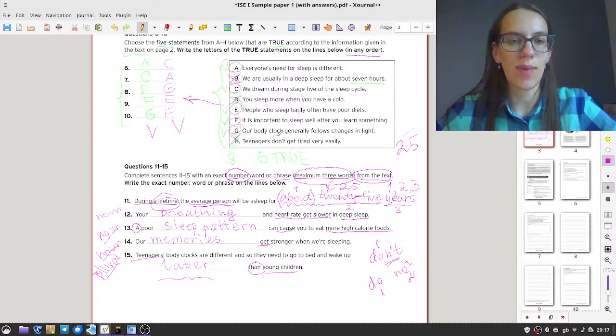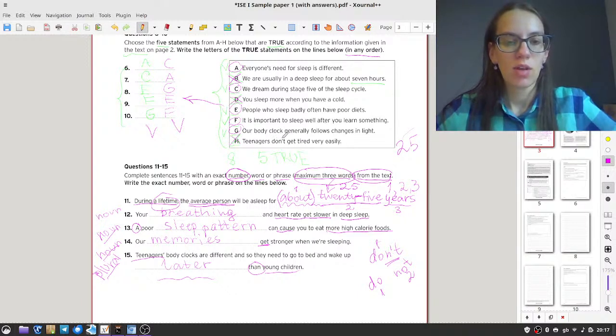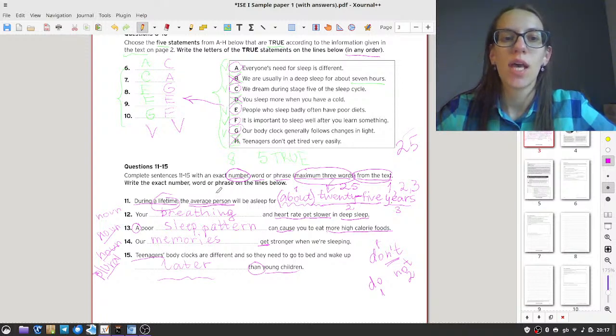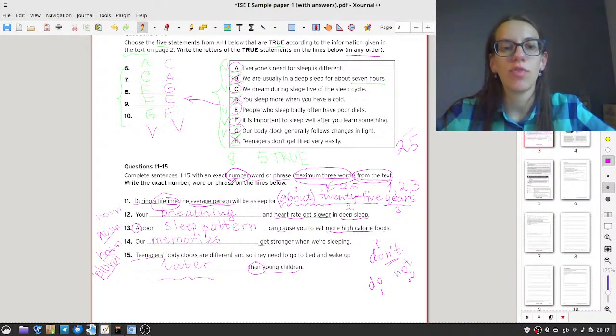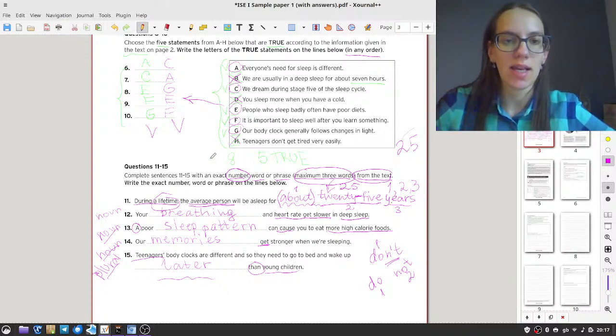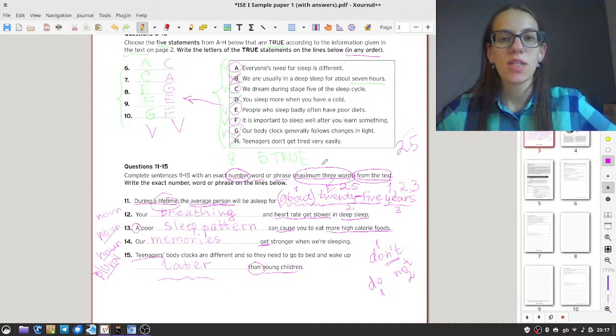So 3 words maximum. And also pay attention, think in advance what part of speech you will need in the gap, what kind of information you need to look for in the text. So that was it. We've worked through the first task together.